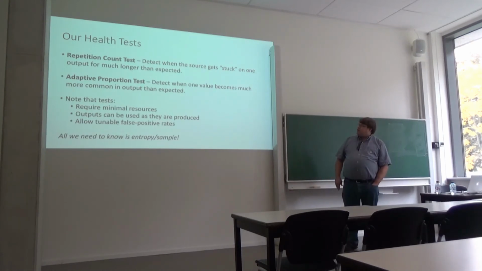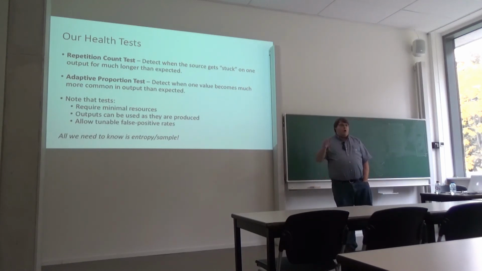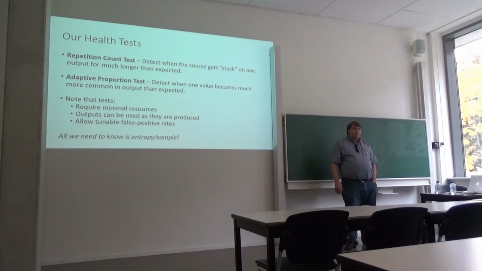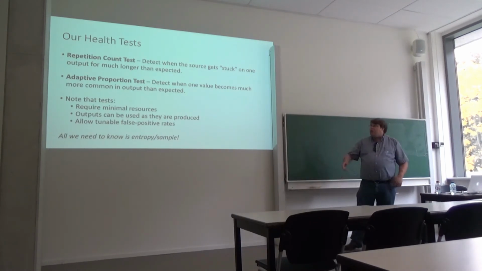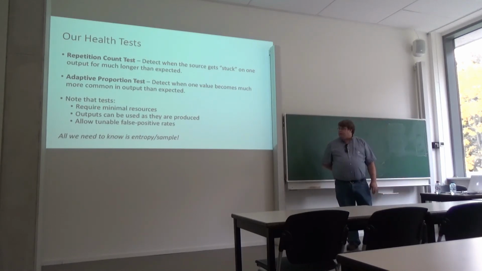So for the repetition count test, we're basically going to look at the source and see when we've seen the same value too many times and it's gotten stuck. The adaptive proportion test is going to try to detect when one value becomes too common relative to the claimed entropy level. These 2 tests do not require a lot of resources.